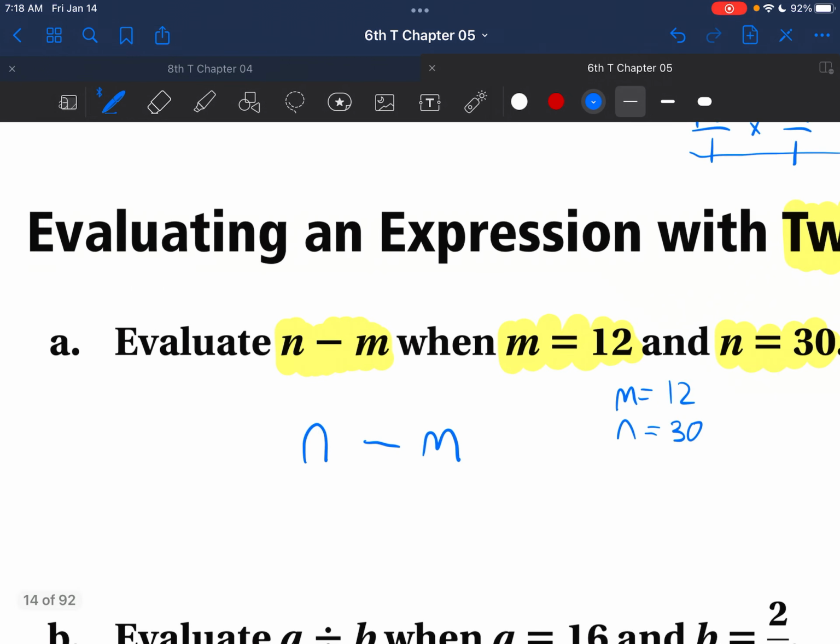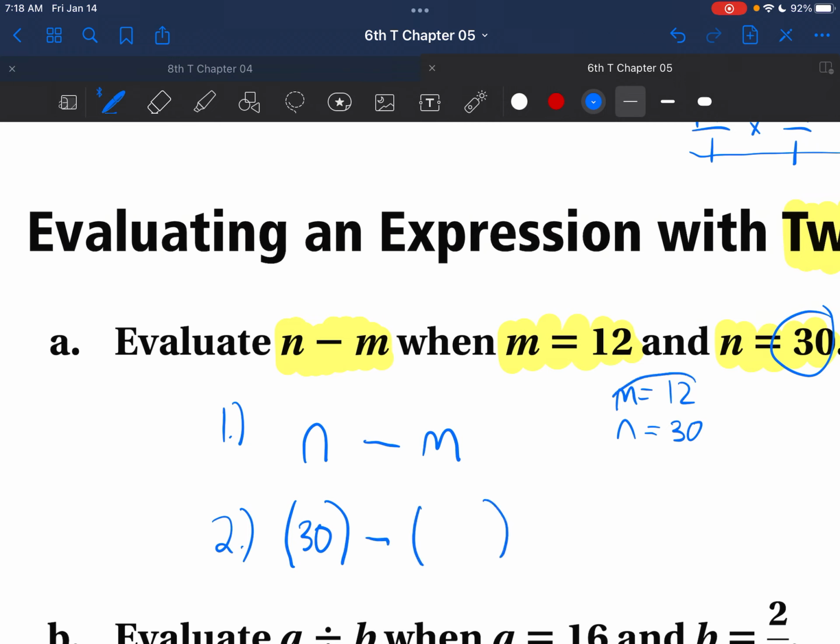All right, so we're going to rewrite this problem down again. We wrote it down the first time. The second time, you're going to replace the letters with parentheses. So we have the letter n. What is n equal to? It says 30. All right. And then it says minus. And what's our letter m? m is 12. So there we go.